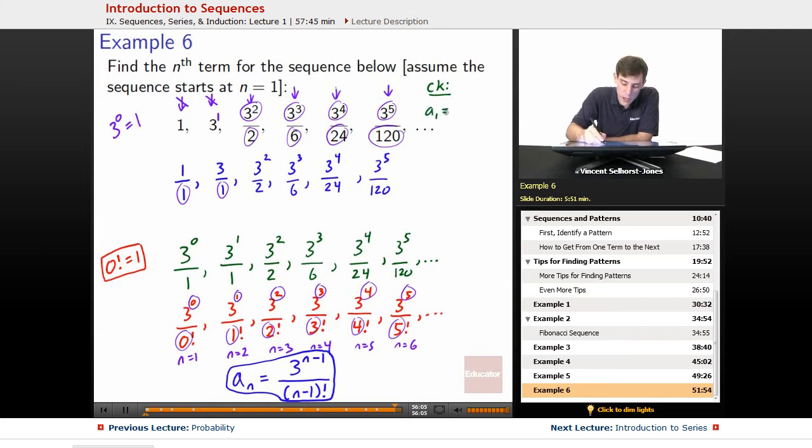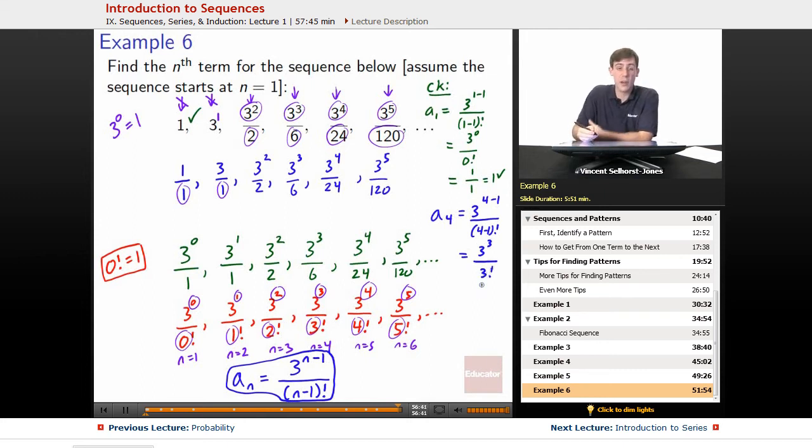So at A1, we would have 3 to the 1 minus 1 over 1 minus 1 factorial. So that's 3 to the 0 over 0 factorial. So we get 1 over 1, which equals 1, which checks out with what we initially had. Let's try jumping forward to a slightly larger number so we can check against something else. So at A4, we would be at 3 to the 4 minus 1 over 4 minus 1 factorial. So we have 3 to the 3 over 3 factorial. We don't have to simplify the 3 to the 3 to 27. We can just leave it as it is.